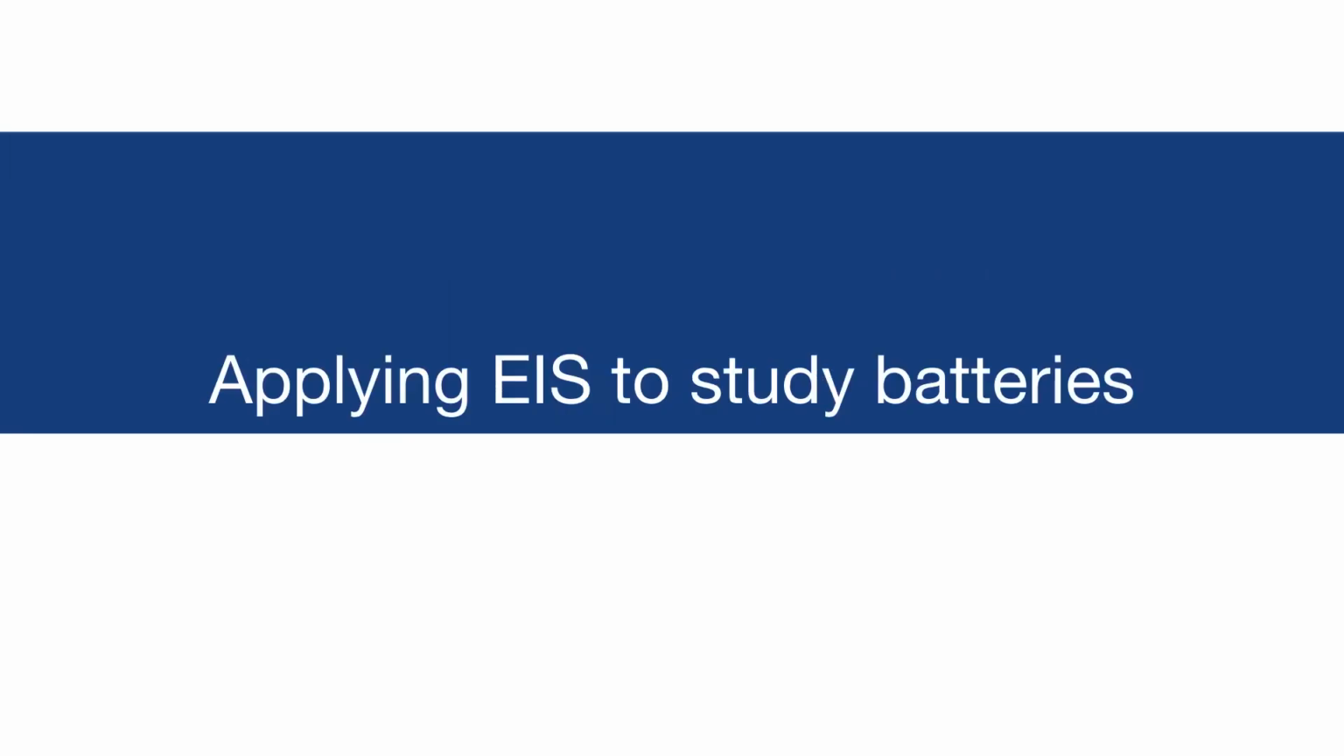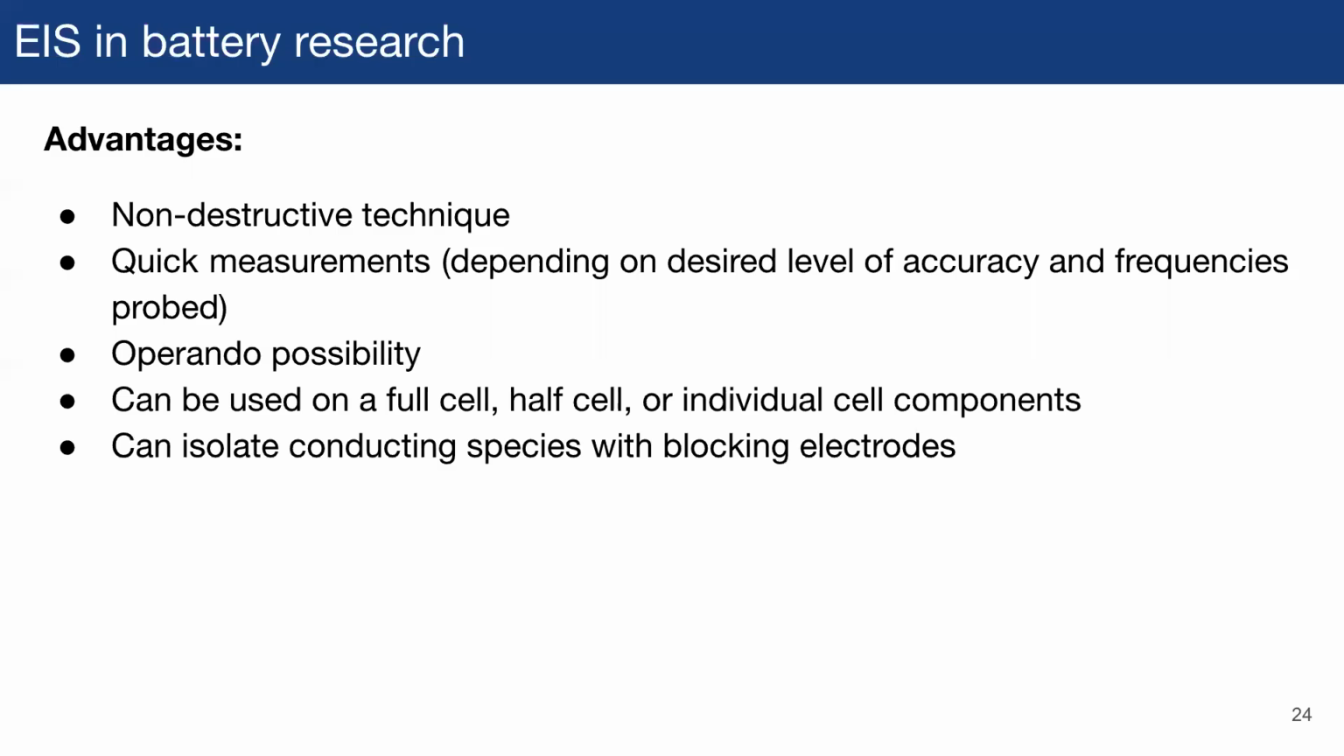Specifically, we're going to look at three different case studies, but let's talk about the advantages of using that technique first off. EIS is entirely non-destructive. You can basically take a battery off of the cycler, run a quick EIS measurement, put it back on the cycler, and you've changed really nothing in your system.